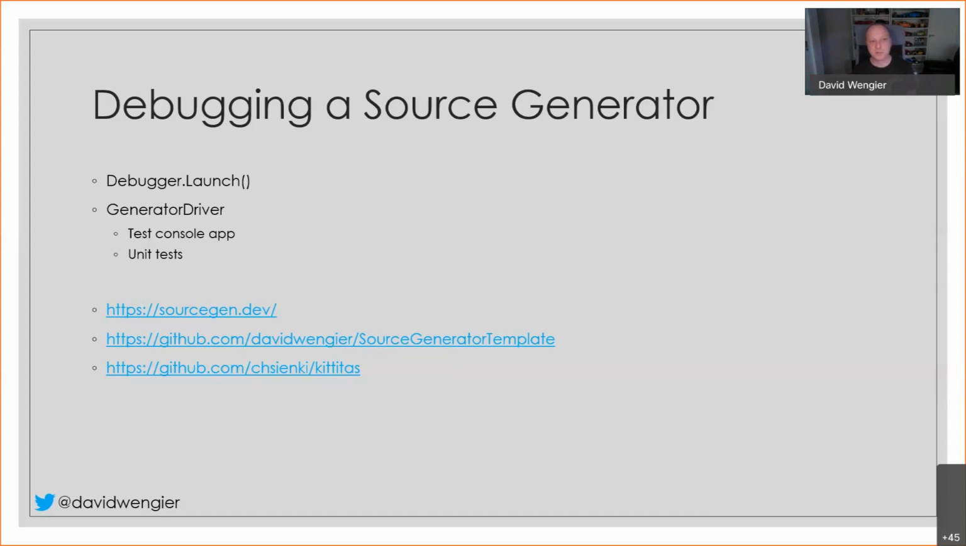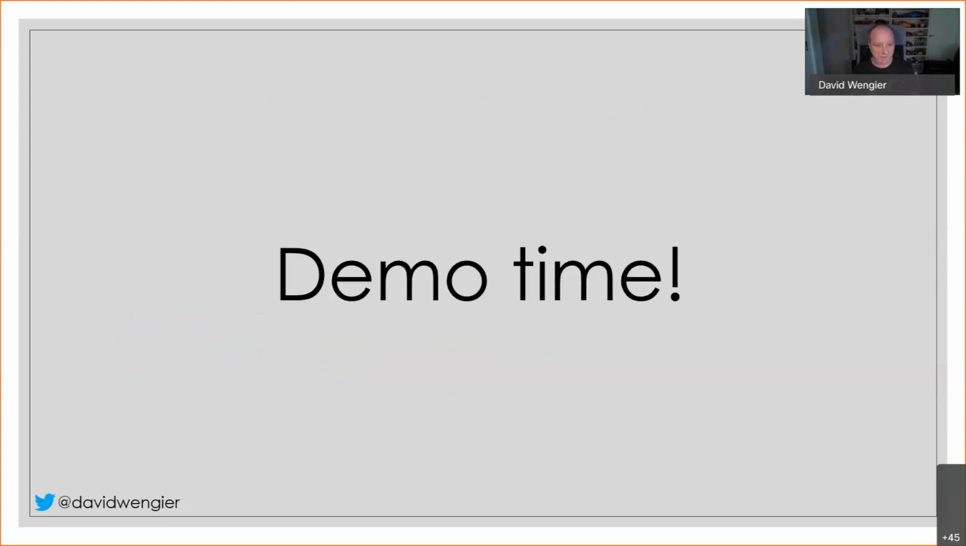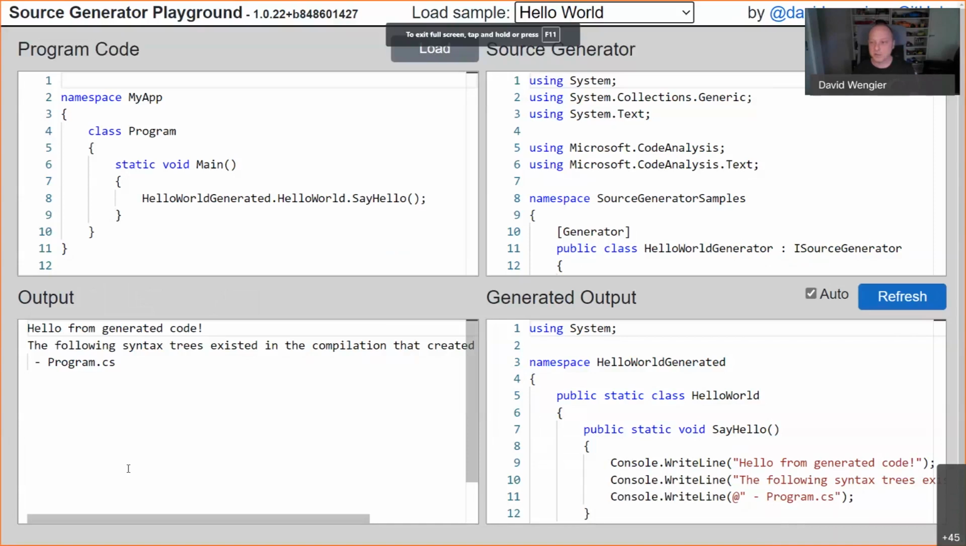Kitatas is his project for essentially allowing F5 debugging of source generators really easily. It's a .NET SDK and global tool. It's very tricky, but really, really clever solution to the problem. I think that's it. So let's whip across to sourcegen.dev.